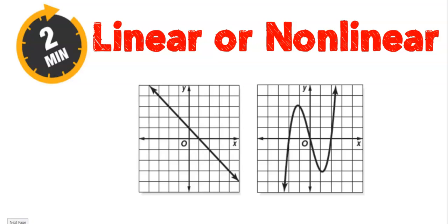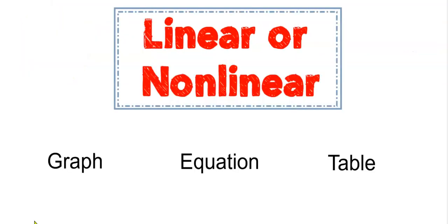Linear or nonlinear, in 2 minutes. There are 3 different formats in which I can ask you if a relationship is linear or nonlinear. I can ask you by showing you a graph, by showing you an equation, or by showing you a table or a list of ordered pairs. Let's start with the easiest question. Graphs. Are they linear or nonlinear?